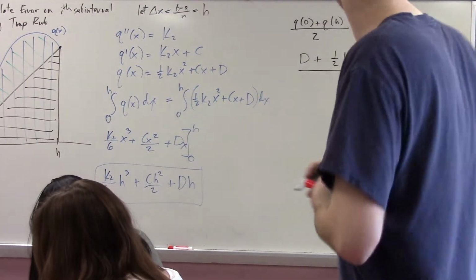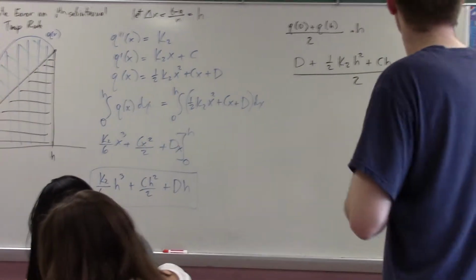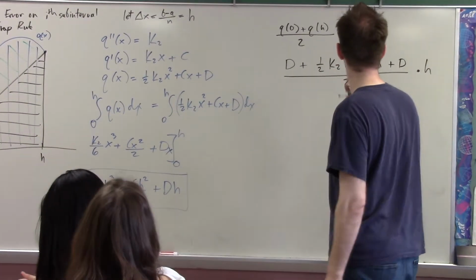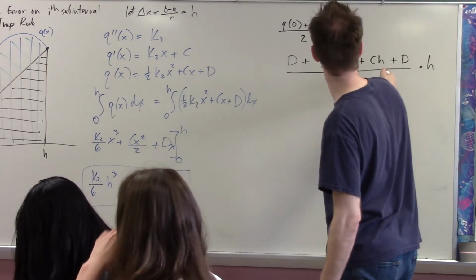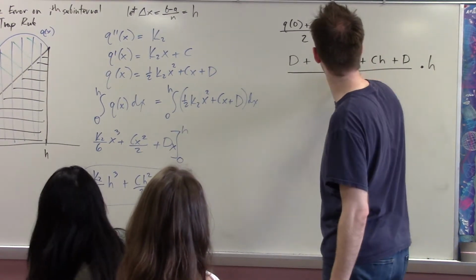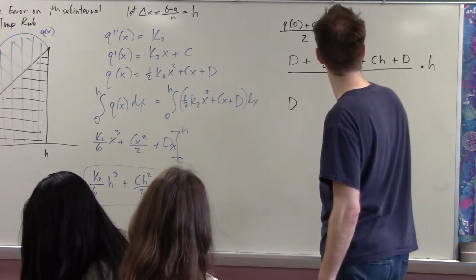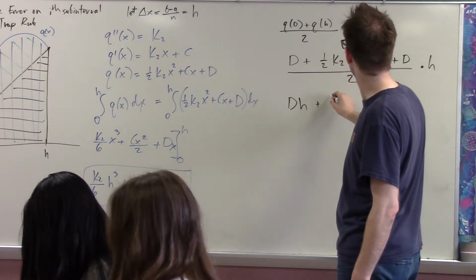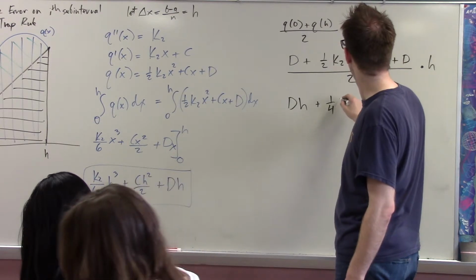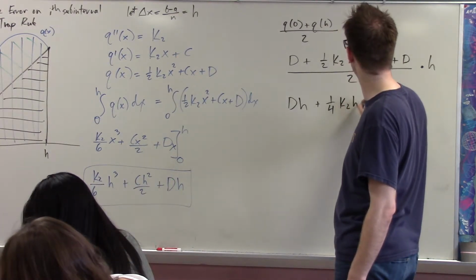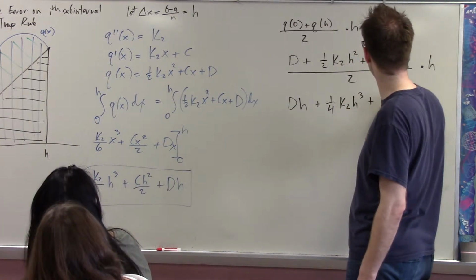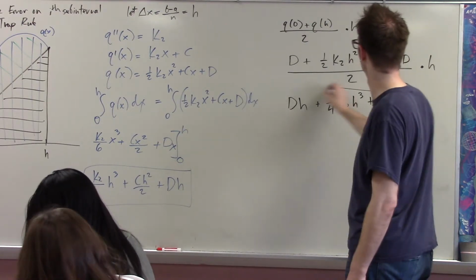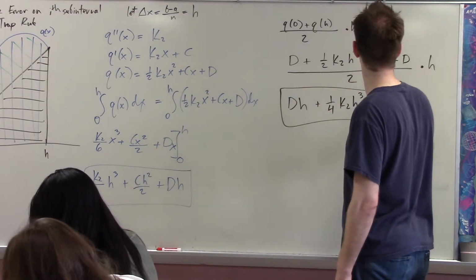You guys basically staying with me? Okay, so let's simplify this. We get 2d over 2, so that's just d times h, so I can write that as dh, plus 1/4 k2h cubed plus ch squared over 2.